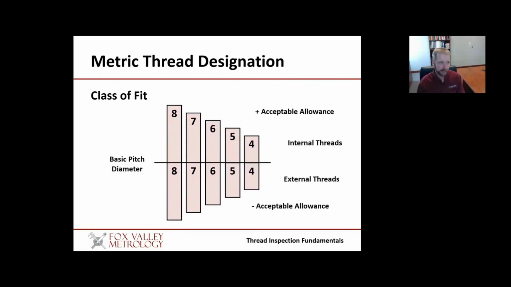So a good visual representation of this right here is shown. As you can see, as the number gets smaller, so does the acceptable allowance given to that class of fit.